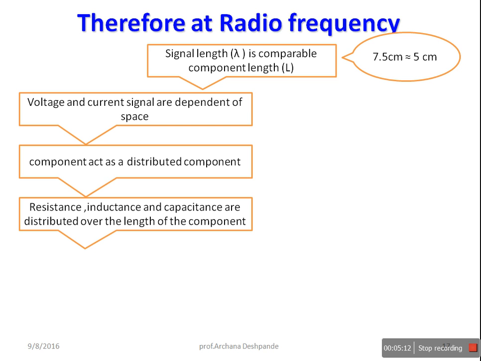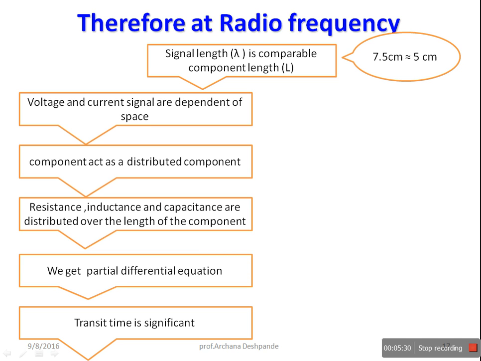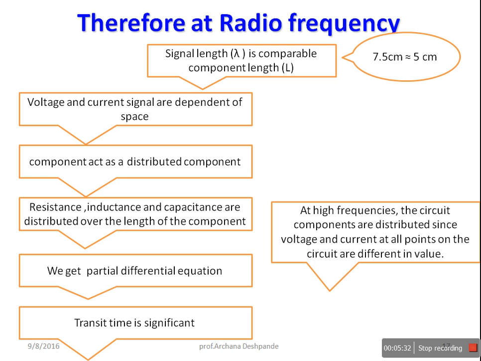So resistance, inductance, capacitance are distributed over the length of the component, and therefore if I apply KVL or KCL, I am going to get a partial differentiation, because now the voltage and current are not only dependent on time, but also depend on the spatial coordinates. And in this case the transit time is significant, therefore we can say that at high frequency the circuit components are distributed because voltage and currents at all points are of different value.